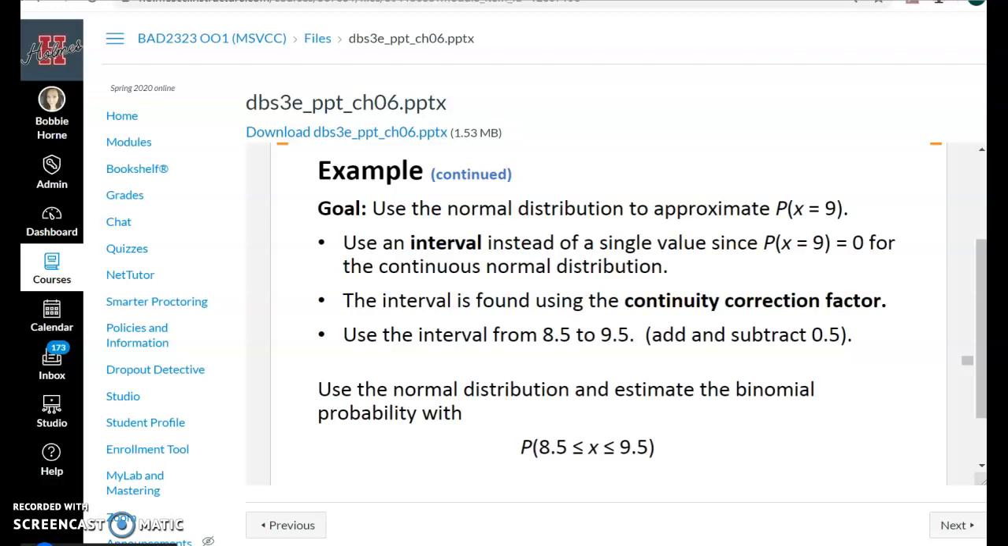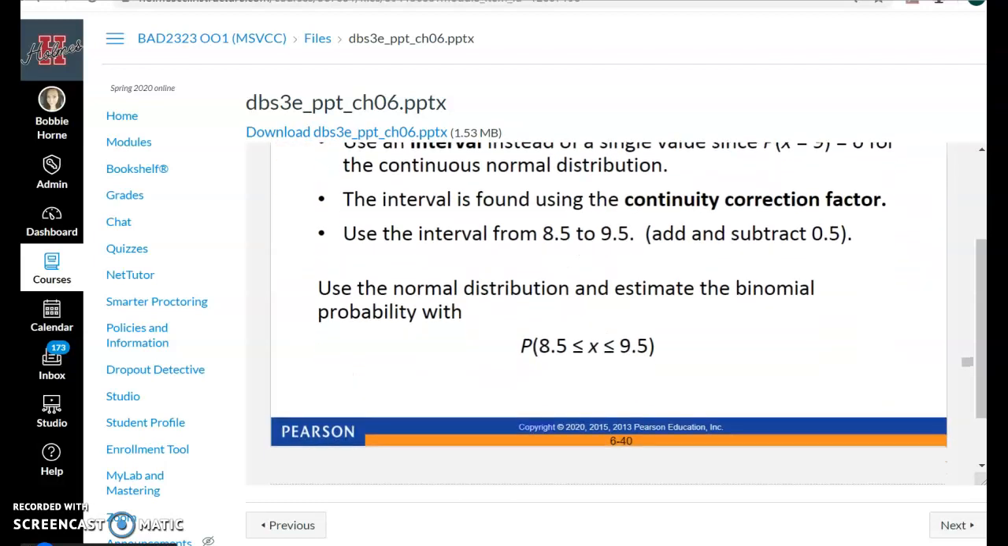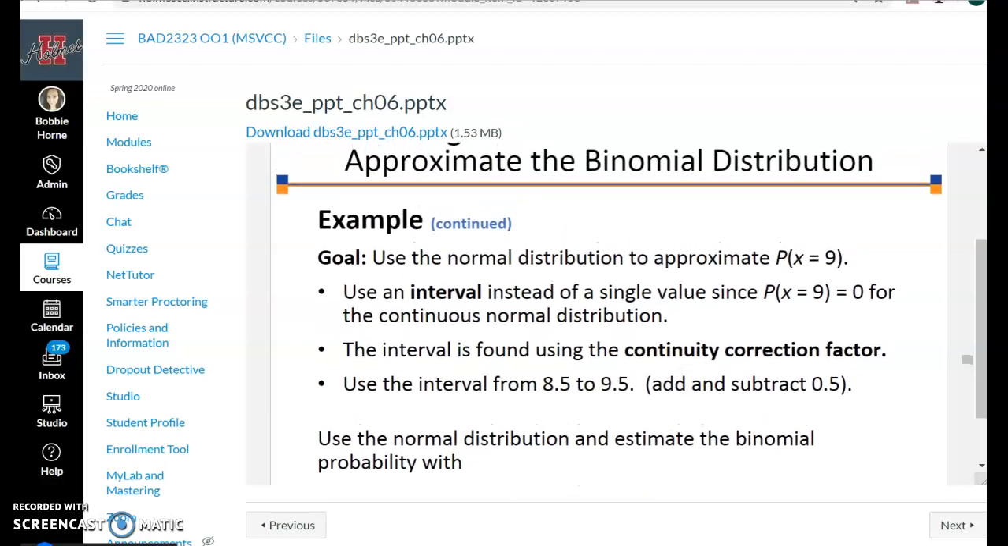Okay, so I've gone to chapter 6 to the slides, and this is slide 40. And this is showing you about how we're not just going to go look up on a table, the normal distribution table, x equals 9, or find the z-score for exactly 9. What we're going to do is we're going to use an interval for our value. Of course, our value is not 9. Our value is 33. But what I want to show you is we're going to use the interval.